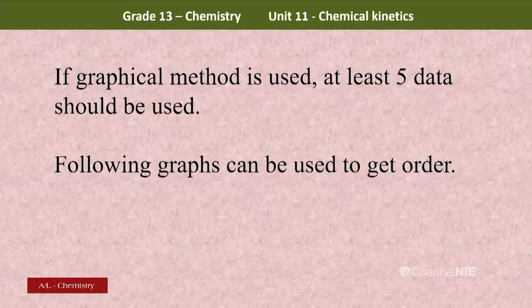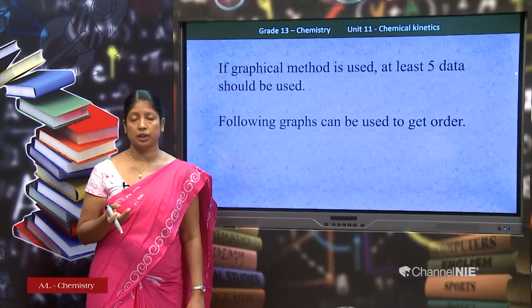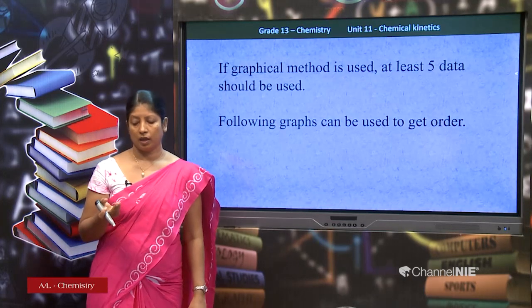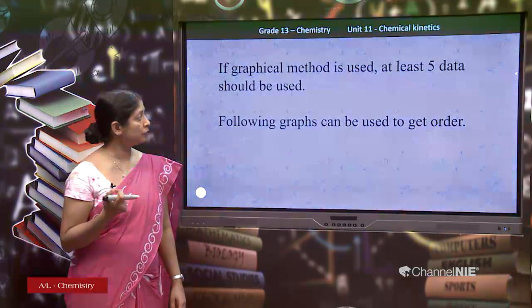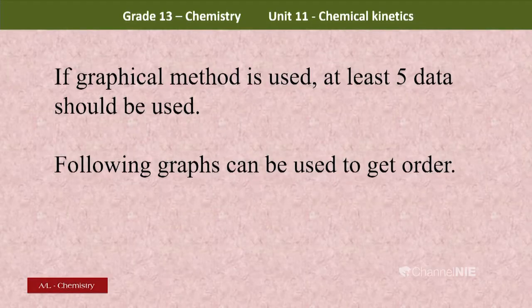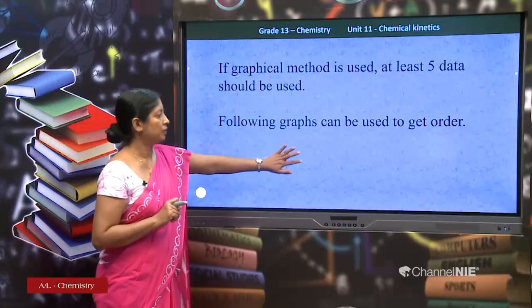So, if you are going for a graphical method, in a previous lesson we came to know how to draw certain graphs depending on the rate of the reaction and the concentration of reactant. If you are going to apply the graphical method to find out the order with respect to a certain reactant, in such a case we need to have at least 5 data points to draw the graph. Now, let us see what kind of graphs can be used to find out order.